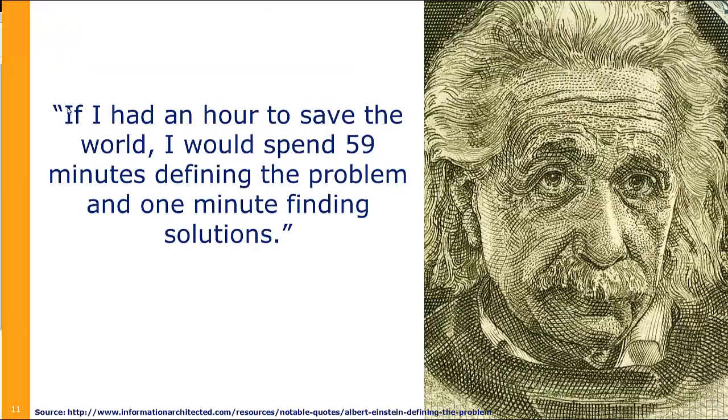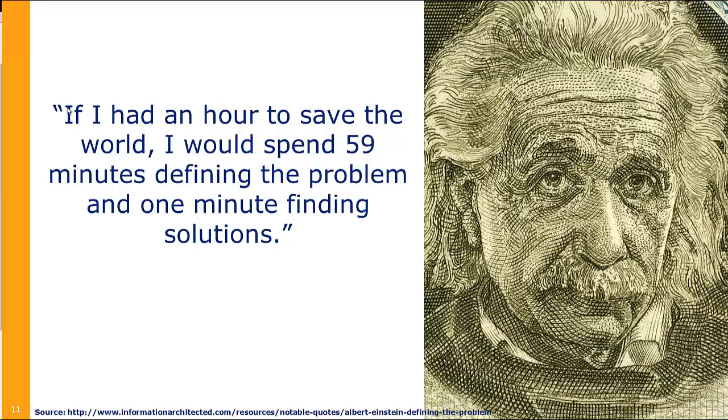And there's a really great quote from Albert Einstein that I love, and it talks about if you had an hour to save the world, spending 59 minutes defining the problem and 1 minute finding solutions. So really, when you go about the very start of this process, when you identify what the problem is that you're trying to fix, spend time there.